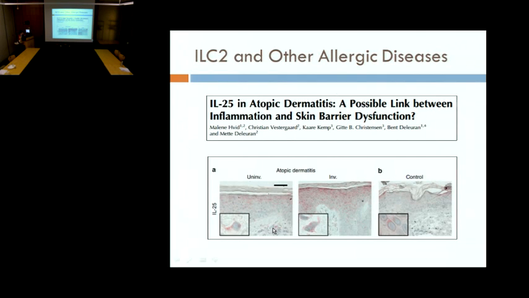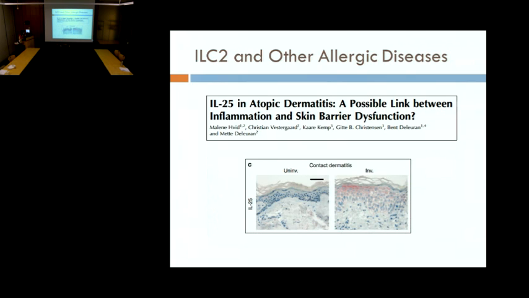IL-25 also acts to inhibit filaggrin synthesis, which affects the skin barrier function in atopic dermatitis as well. So it activates the ILC2, and it also affects the skin barrier in patients with atopic dermatitis. And this is staining in patients with contact dermatitis, the involved skin and the uninvolved skin.